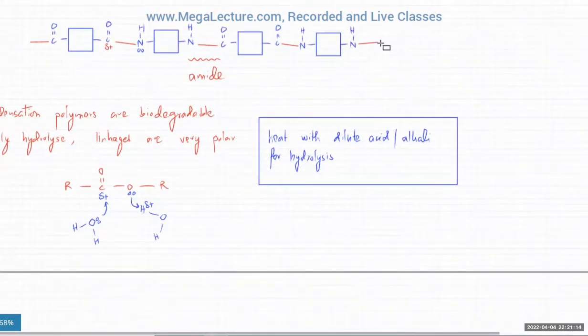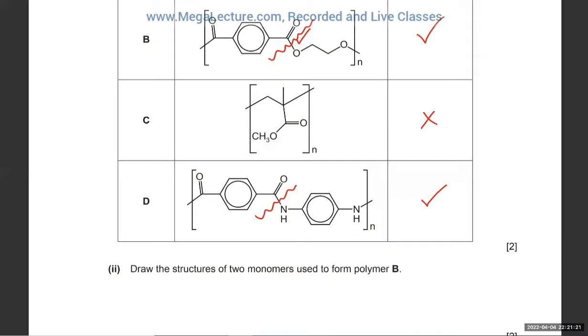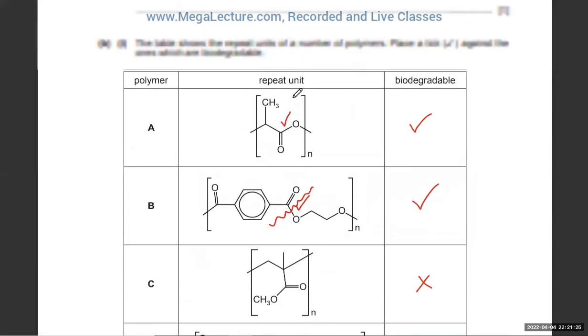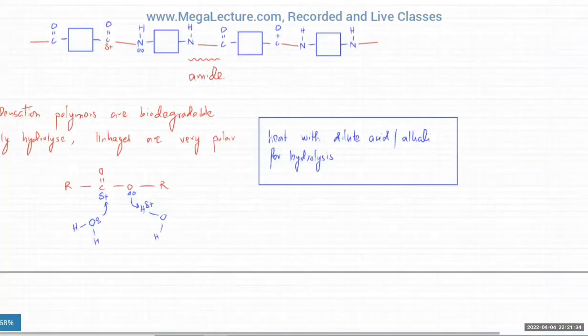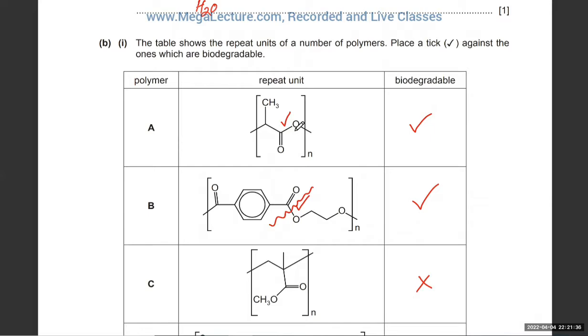Sir, how are we figuring out what the monomers are in the question? I haven't come to that. I'm going to come to that. They're not actually asking you. They've only shown you the repeat unit. But I'm going to talk about that. So let's extend this discussion. Although this is not asked in the question, they're not asking for the monomer, but let's assume we want to find out.